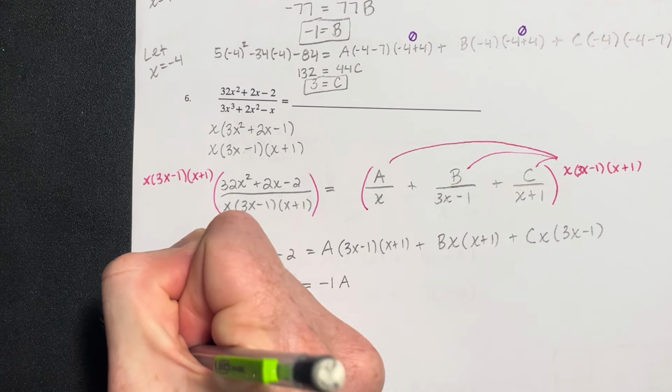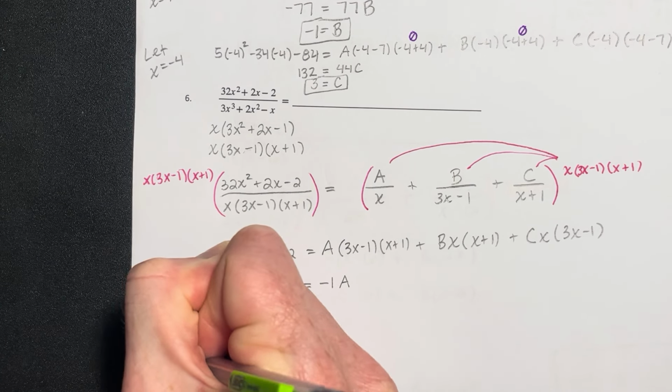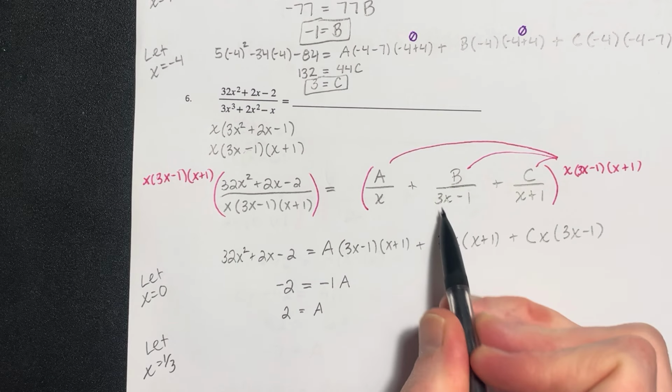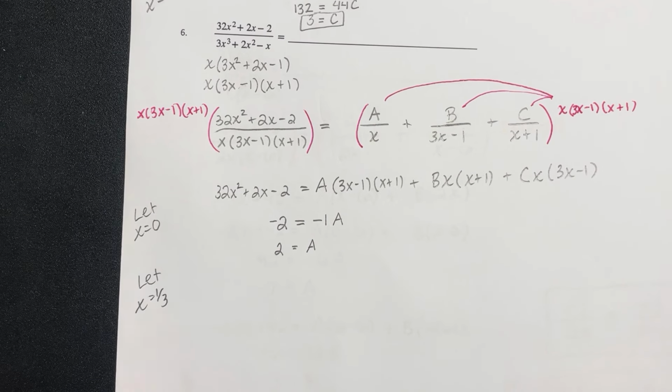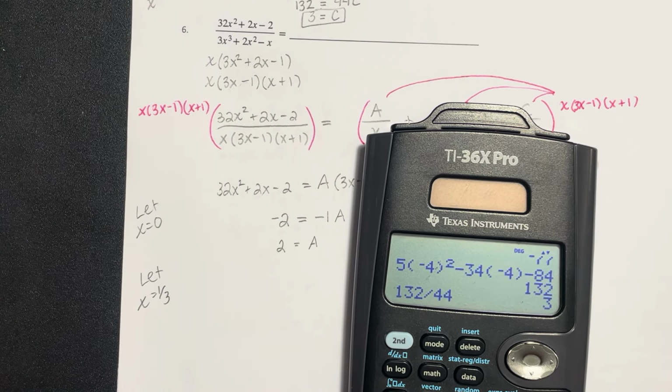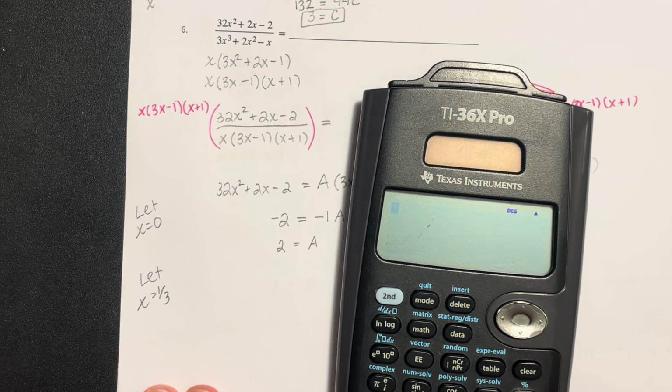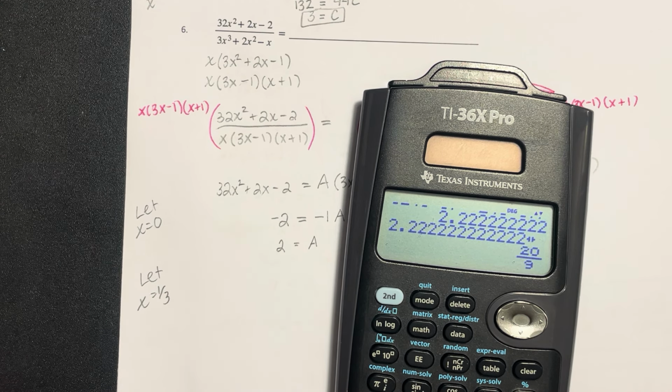All right, then we're going to let x equal 1/3. This is coming from that denominator 3x minus 1. 3x minus 1 would equal 0 when x is 1/3. So for this one, I might need to do a little bit more math with the calculator, but 32 times 1/3 squared plus 2 times 1/3 minus 2 gives me a fraction on the left side of 20/9.